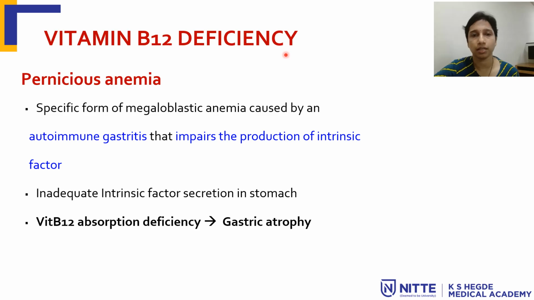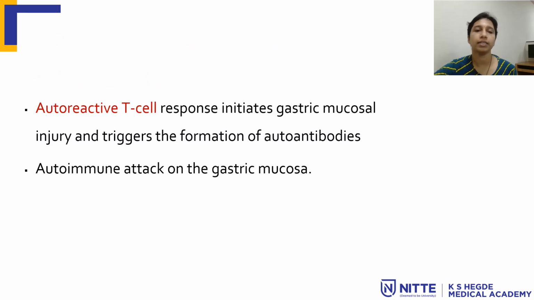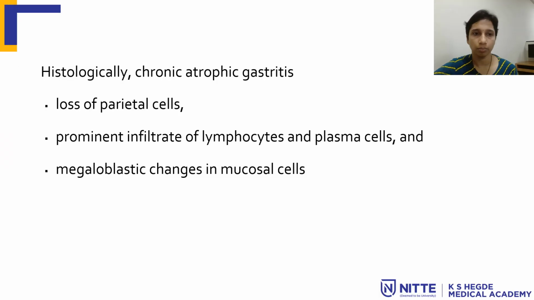So what is pernicious anemia, which is a specific cause for vitamin B12 deficiency? So here it is associated with autoimmune gastritis, which will impair the production of intrinsic factor. So there is vitamin B12 deficiency, which also causes gastric atrophy. So what exactly happens here? There are autoreactive T cells, which cause injury to the gastric mucosal cell, which also triggers formation of the autoantibodies. So there is autoimmune attack on the gastric mucosa.